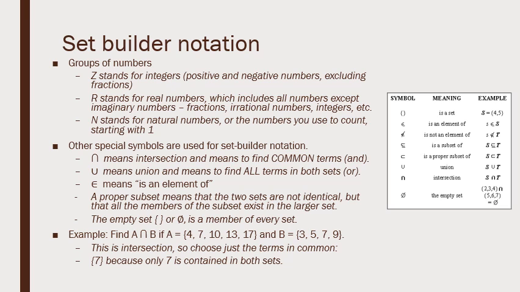Here's an example. You're asked, find A intersects B if A equals 4, 7, 10, 13, and 17, and set B equals 3, 5, 7, and 9. You're only going to find the things that are in both sets. So 4 is only in one of the sets, but 7 is in both. 10 is only in the first set, 13 is only in the first set, 17 is only in the first set. So the only thing that overlaps is the number 7. So 7 would be contained in braces because only 7 is contained in both of these sets.